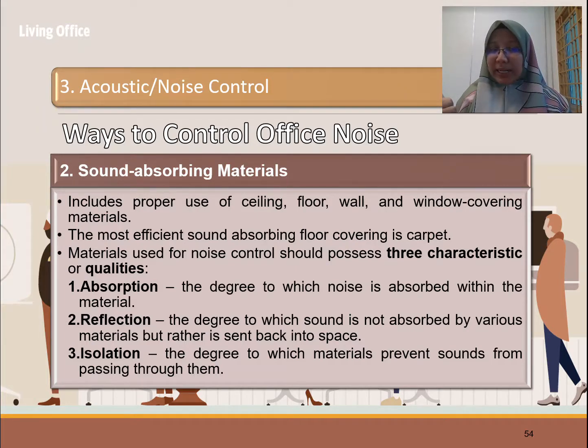Material used for noise control should possess 3 characteristics or 3 qualities. The first one is absorption: how it absorbs, and how much. The second one is the ability of the material to reflect.